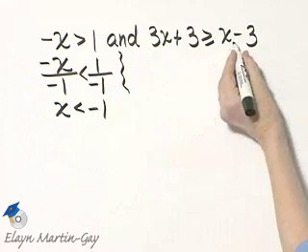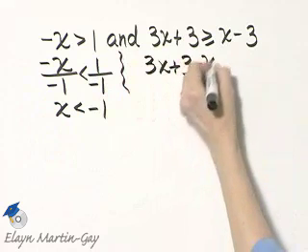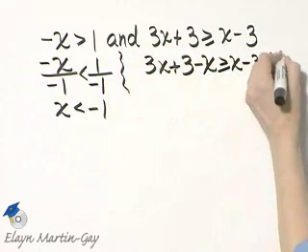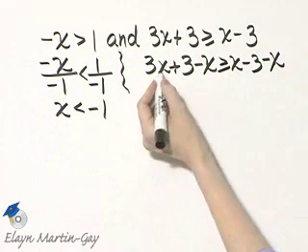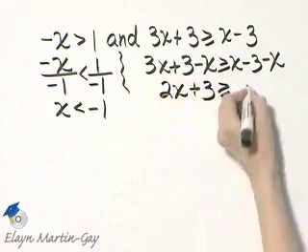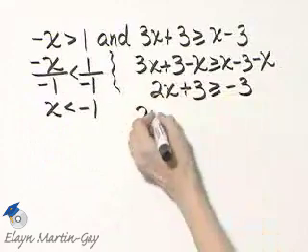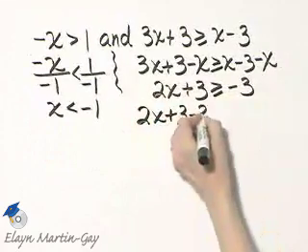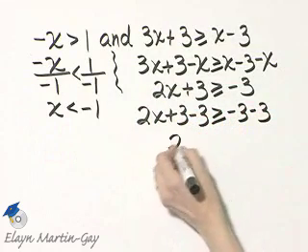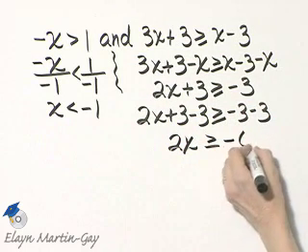Now let's continue with the other inequality. How do I solve this? I will subtract x from both sides. So I have 3x plus 3. I'll subtract x from the left side. And now I'll subtract x from the right side. Notice on the left side, 3x minus x, that's 2x plus 3 greater than or equal to negative 3. And now let's subtract 3 from both sides. So I'll have 2x plus 3 minus 3 greater than or equal to negative 3 minus 3. Or on the left side, 2x is greater than or equal to negative 3 minus 3, that's negative 6.